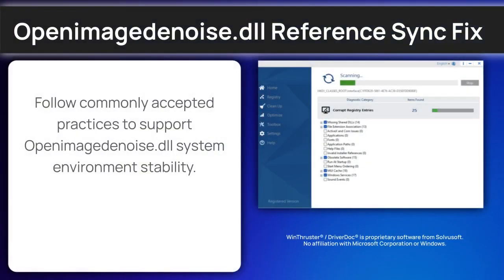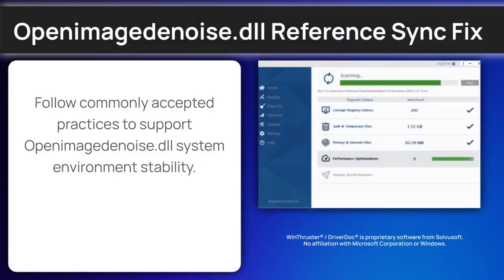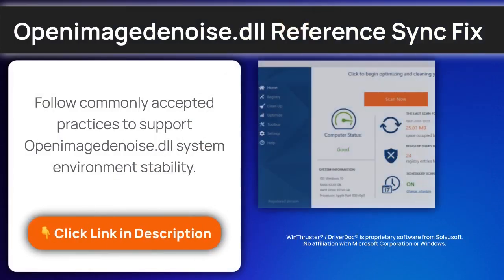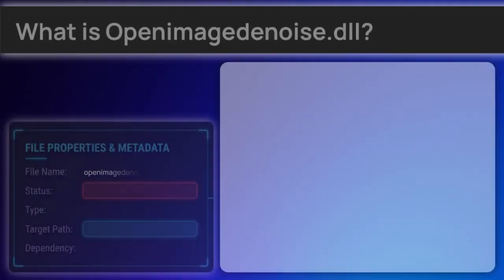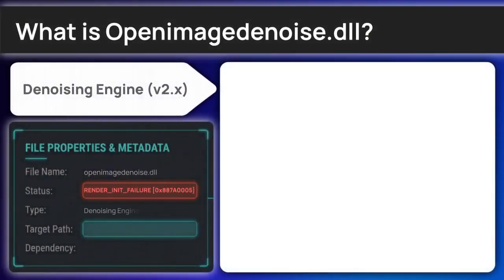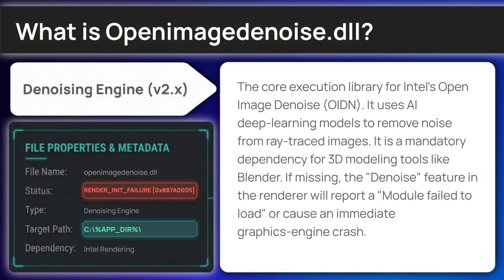To start our troubleshooting for Openimagedenoise library, you can follow my manual steps or use a utility for a clean environment review. This is the Openimagedenoise library, the core execution library for Intel's Openimagedenoise, OIDN. It uses AI deep learning models to remove noise from ray-traced images. It is a mandatory dependency for 3D modeling tools like Blender. If missing, the Denoise feature in the renderer will report a module failed to load or cause an immediate graphics engine crash. Now that you have the context, let's move into the repair process with a fresh installation.